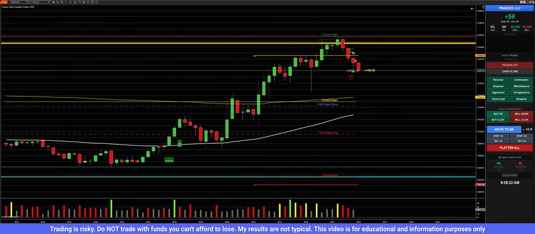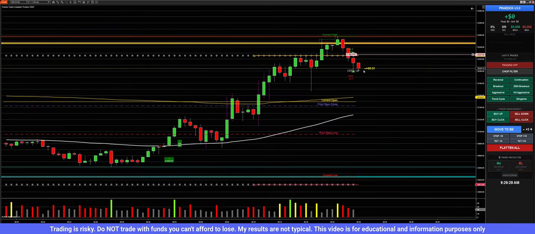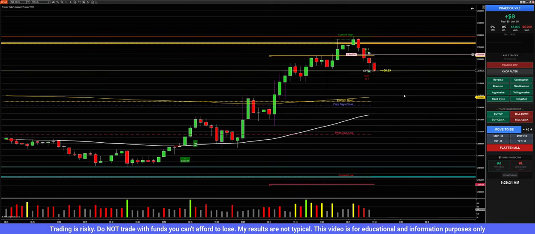Or we'll wait for a pullback to take the open trade right here, which is above this pivot point. So we'll see if we can get in fast. We do have it turned off right now. Okay, about 15 seconds.